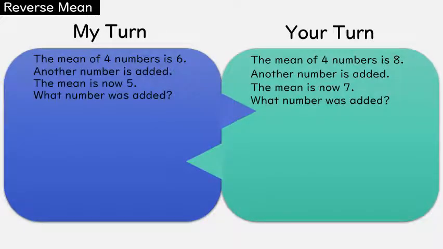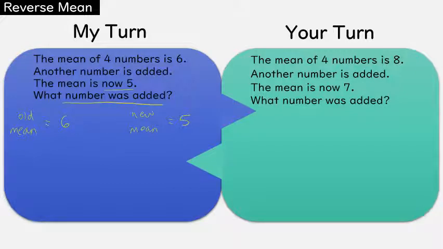Okay, slightly different mean question. We've got the mean of 4 numbers is 6. Another number is added and the mean is now 5. So the old mean, let's say, starts off as being 6 and the new mean, when a number is added, becomes 5. What number was added?